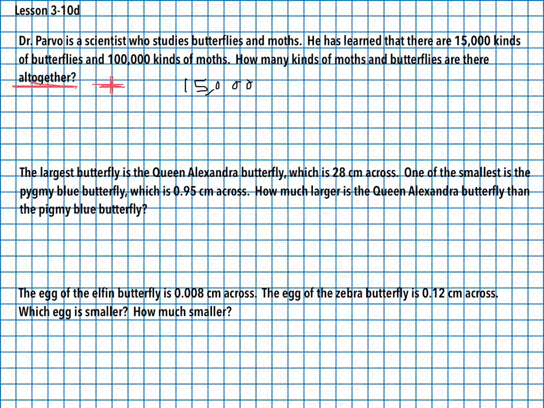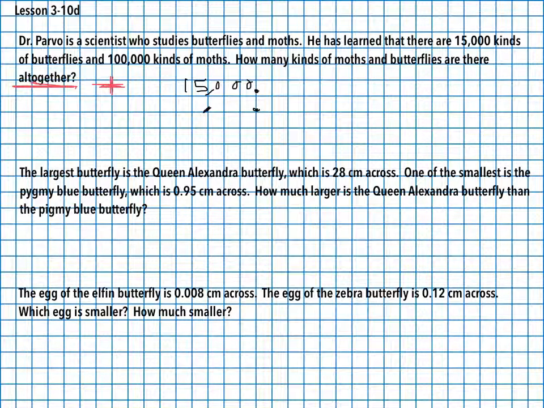And then we have 100,000 kinds of moths. Now, ladies and gentlemen, when we're doing this, one of the things that we are having problems doing regularly is lining things up. The best way to line it up is think about where your decimal point would be at the end of the number, and think of where your comma is going to be. And now we fill in.